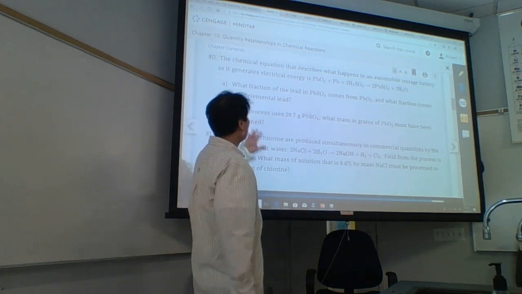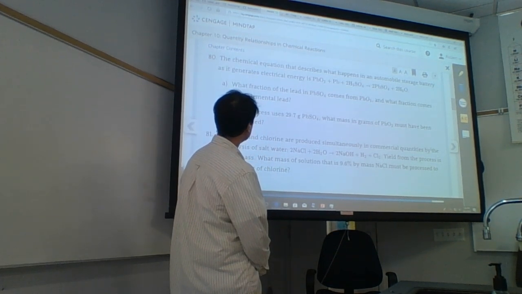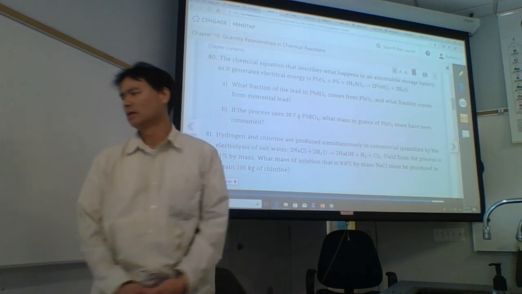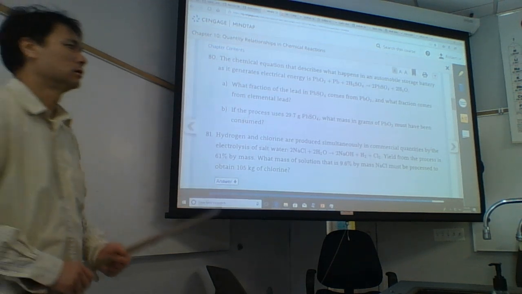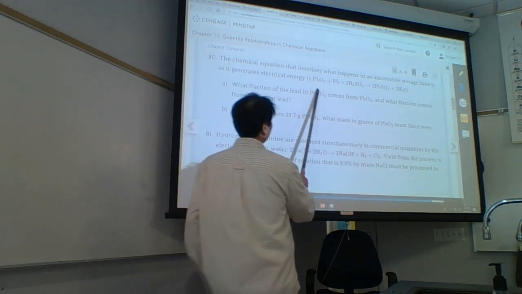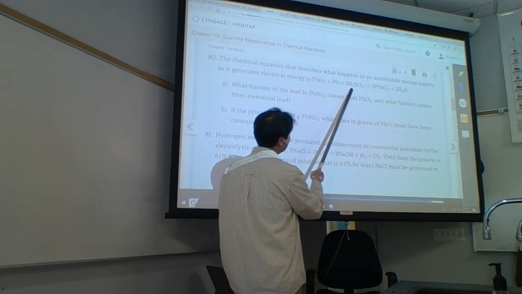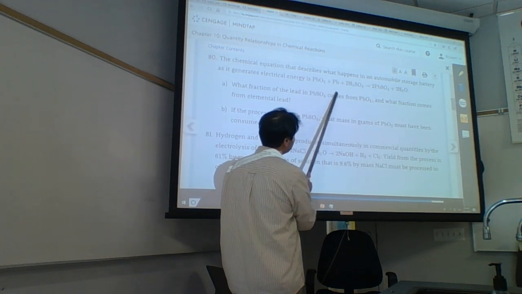Okay, let's take a look at this problem here. The chemical equation that describes what happens in an automobile storage battery as it generates electrical energy is PbO2. What's PbO2 called? Lead 4 oxide, plus Pb, lead, plus H2SO4, sulfuric acid. And so this is what happens in a car battery.